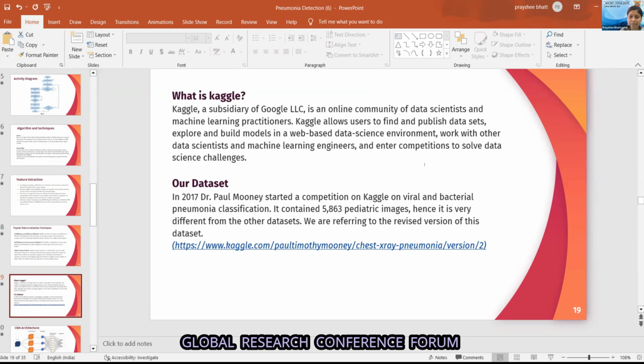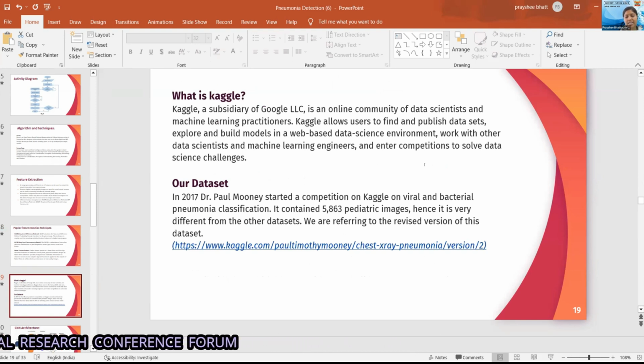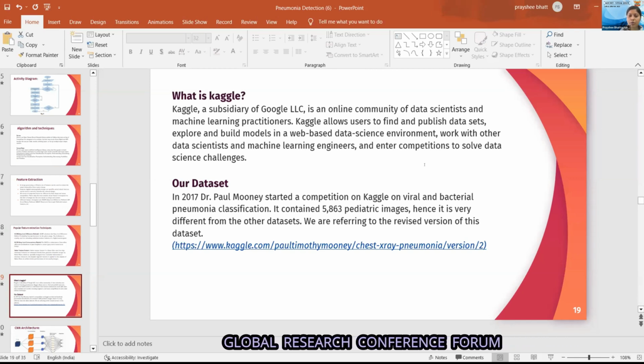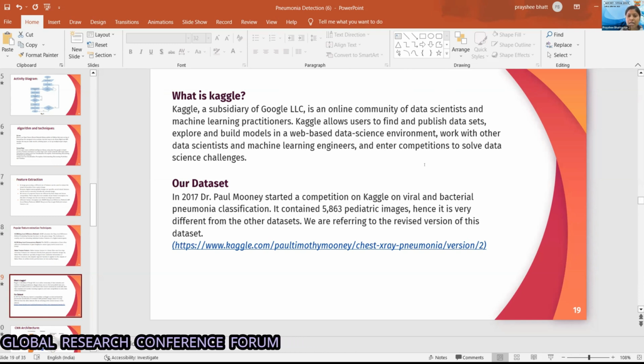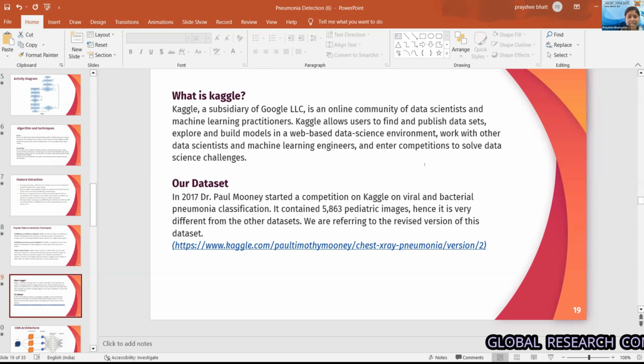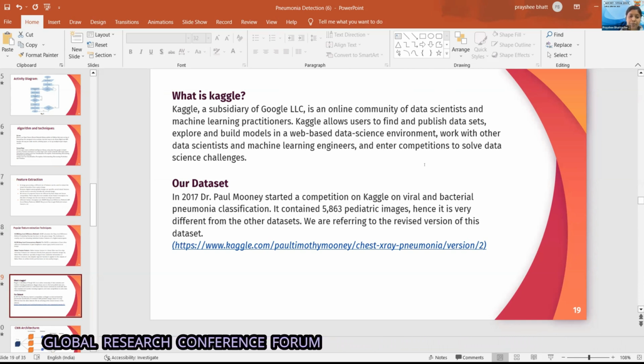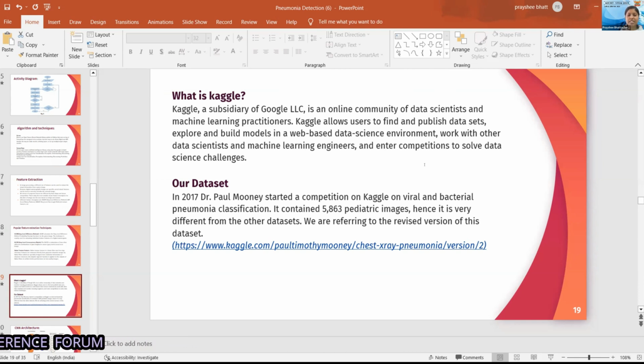Next is what Kaggle basically is. We are considering a data set from Kaggle, comprising 20,000 X-ray images, and we will be utilizing that for further analysis. It is a web-based data science environment, used by several data scientists and machine learning engineers for data analytics. Then our data is, in 2017, Dr.